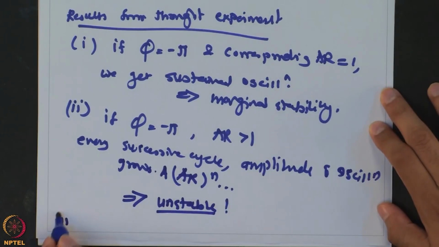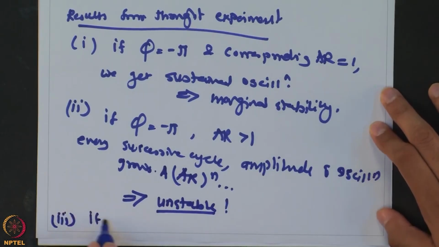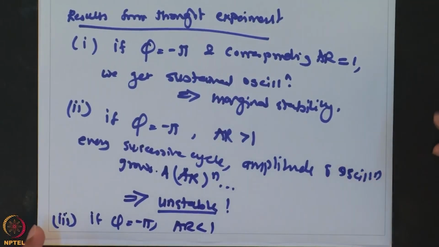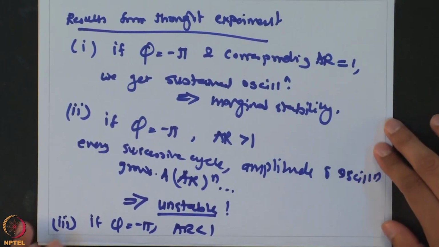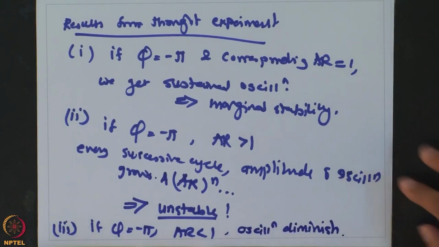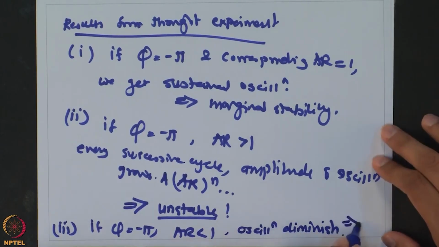And similarly, you can also show that if for the corresponding case AR was less than 1, in that case every successive oscillation would have a smaller magnitude. So oscillations diminish, and what you have is a stable system.